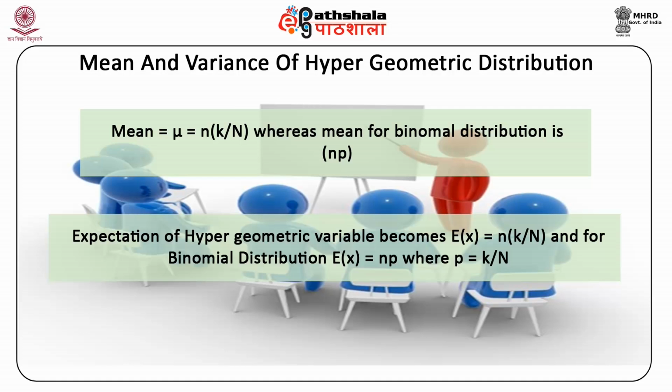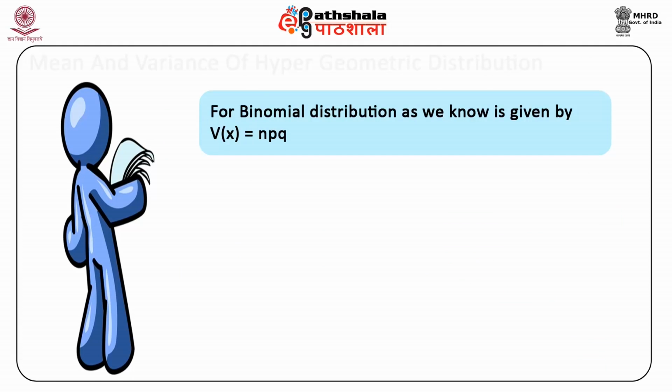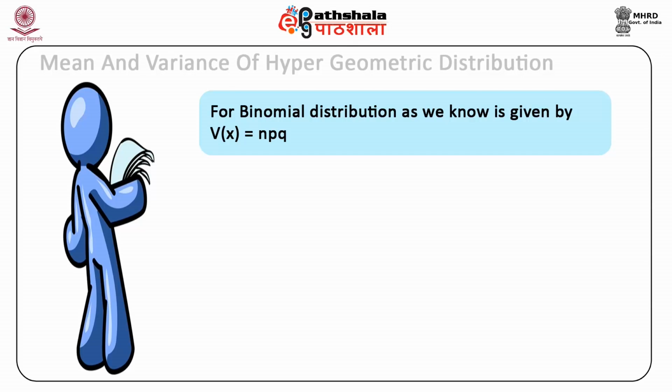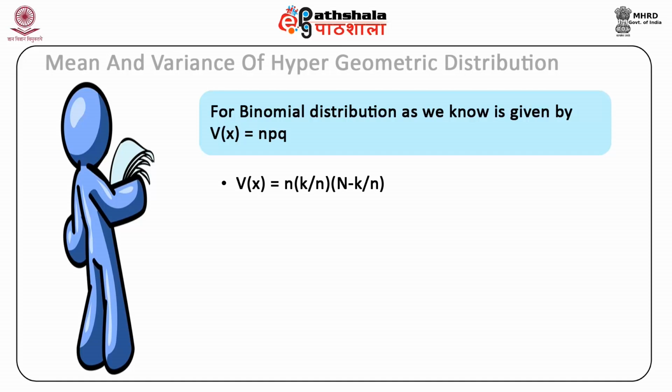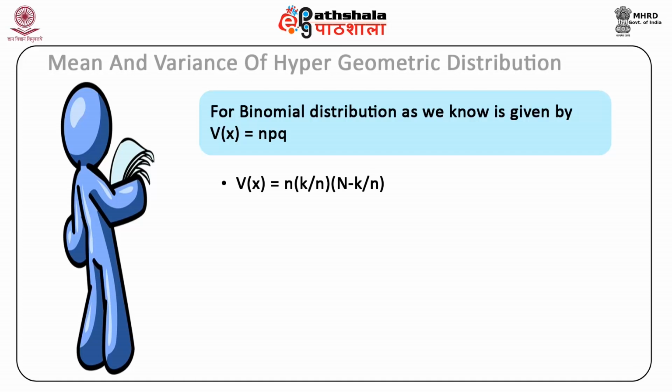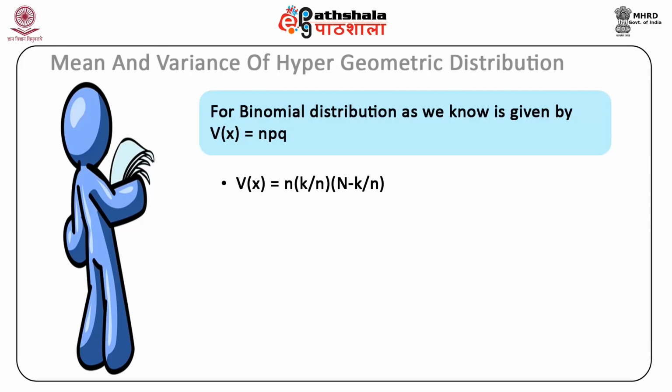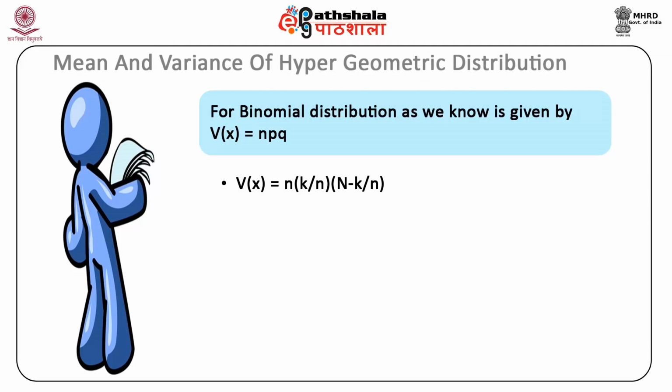And we know for binomial distribution, expected value E(x) is equal to np, where p is equal to k by capital N. For binomial distribution, as we know, variance is given by V(x) equal to npq. By substituting hypergeometric equivalent, variance becomes variance of x equal to n into k by capital N into capital N minus k upon capital N.